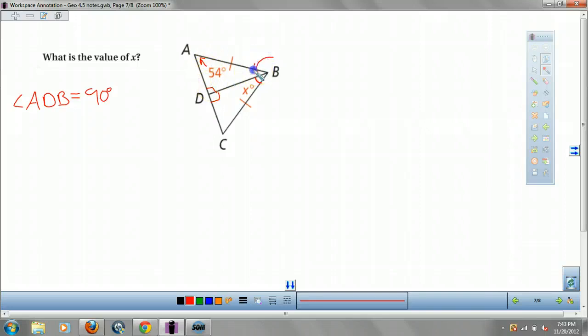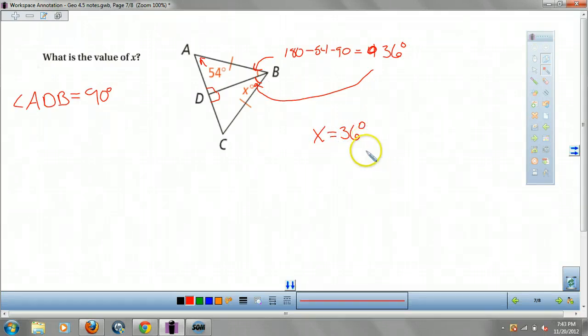How do I find this angle? I'm going to go 180 minus 54 minus 90, which is going to be 36 degrees. Now if this is 36 degrees, this angle is also 36 degrees. So x equals 36 degrees.